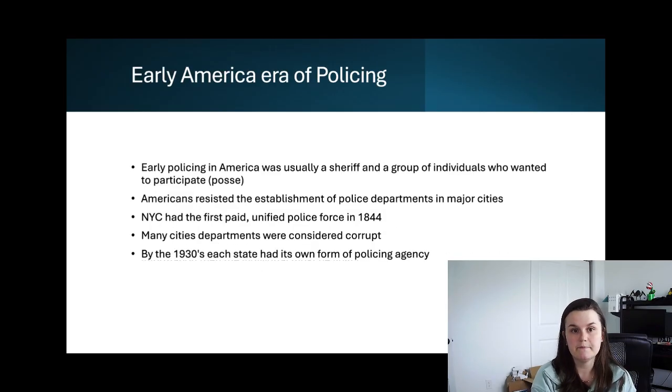the person must be guilty. In early America, the era of policing, there was usually a sheriff and a group of individuals who wanted to participate. They were called a posse.